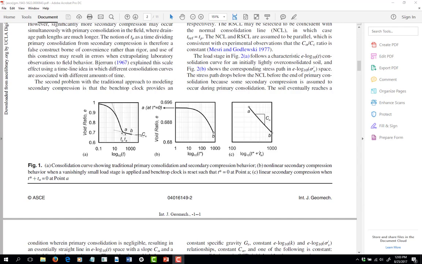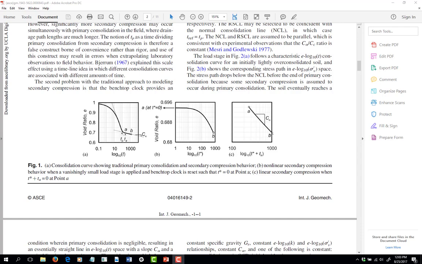Now, this poses somewhat of a problem for the traditional method of dealing with secondary compression, because what happens in the field if we apply a pretty small load increment to soil? We're generally going to reset the clock at the time that we apply that load increment, and then we're going to assume that the secondary compression behavior is linear. However, it may not be linear. It may be more like this rather than that. So there's a problem with using time.